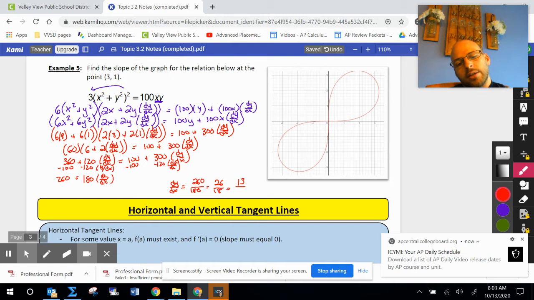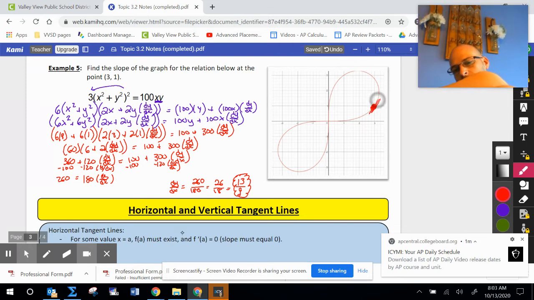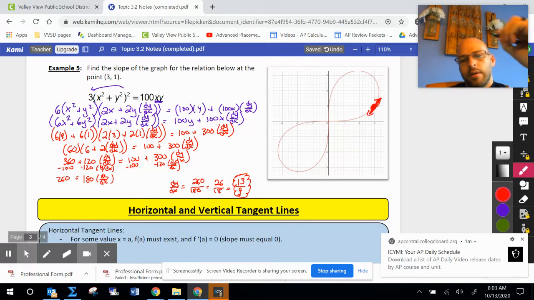You can reduce that to 13 over 9. This is the slope of the tangent line at that point. So (3, 1) on our graph is right here. The slope of this tangent line is going to be 13 over 9.